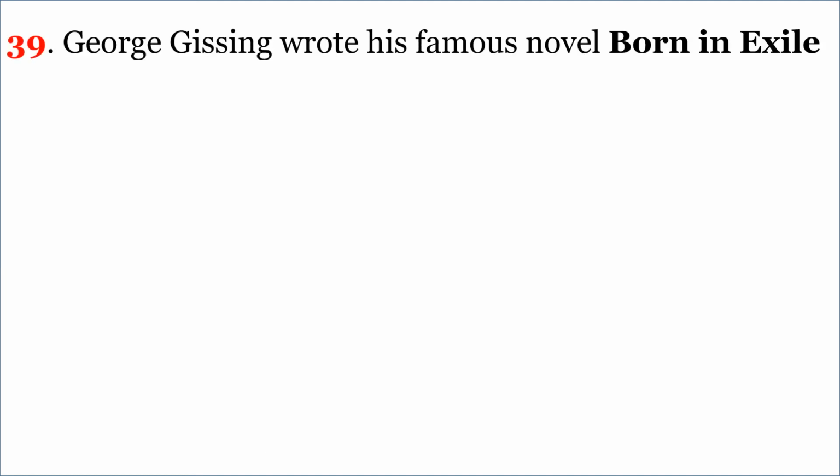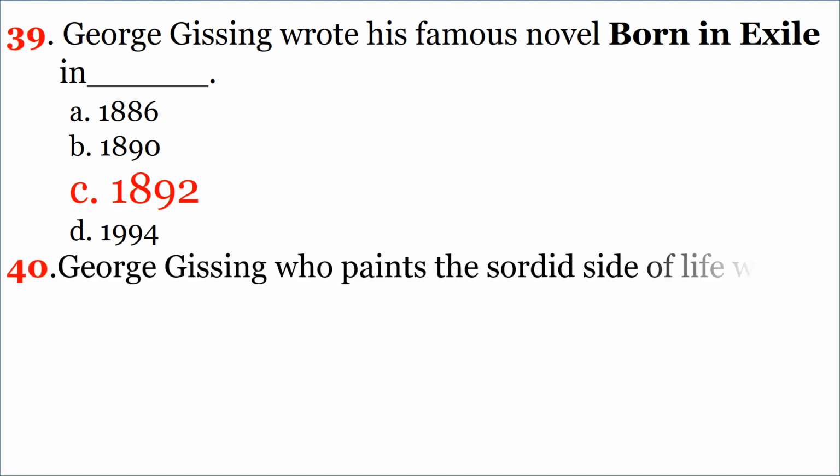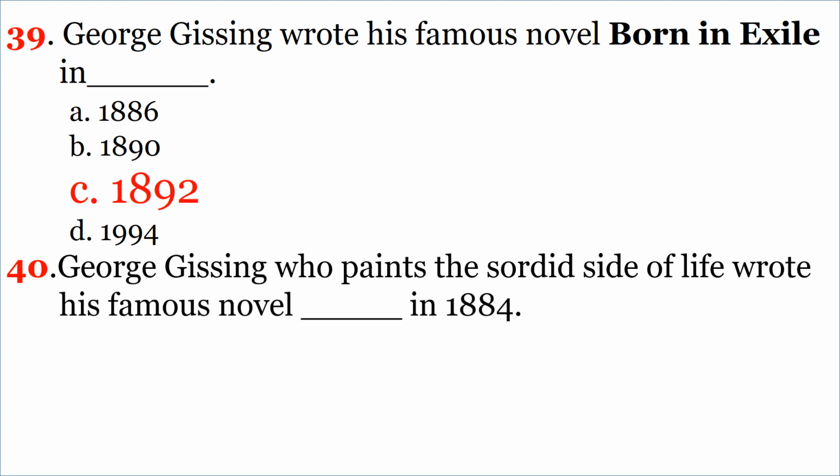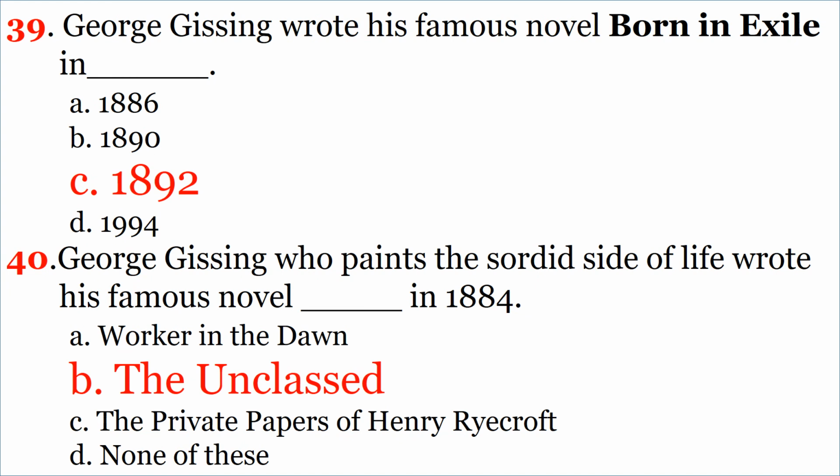Another very important question. George Gissing wrote his famous novel Born in Exile in? The correct option is C. 1892. Another very important question. George Gissing, who paints the sordid side of life, wrote his famous novel dash in 1884. The correct option is B. The Unclassed.